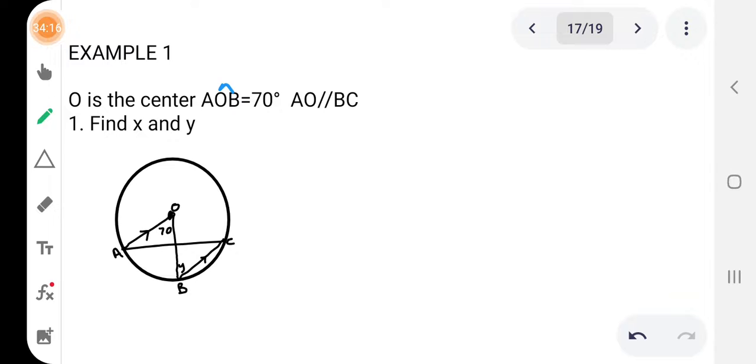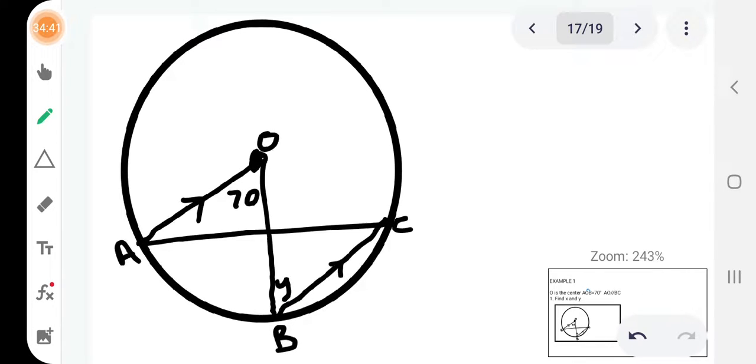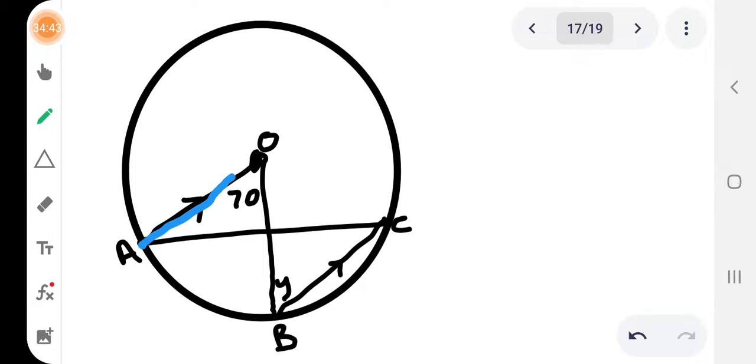So we know O is the center, right? So we are given that AO is parallel to BC. So this is what we are going to use to find the angles that they need. So in this case, let's start with the alternate angle. So let me zoom this circle. So this will be our alternate angle. Okay, remember this is Y.